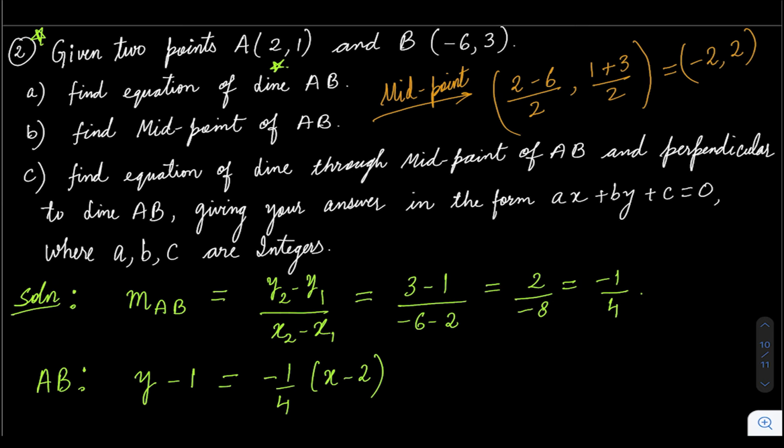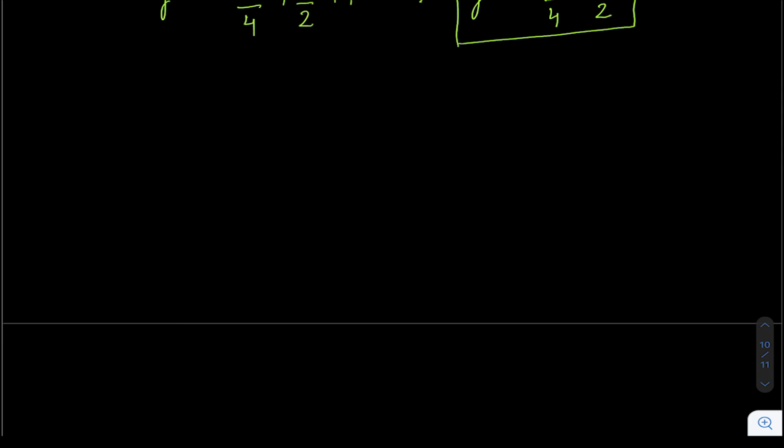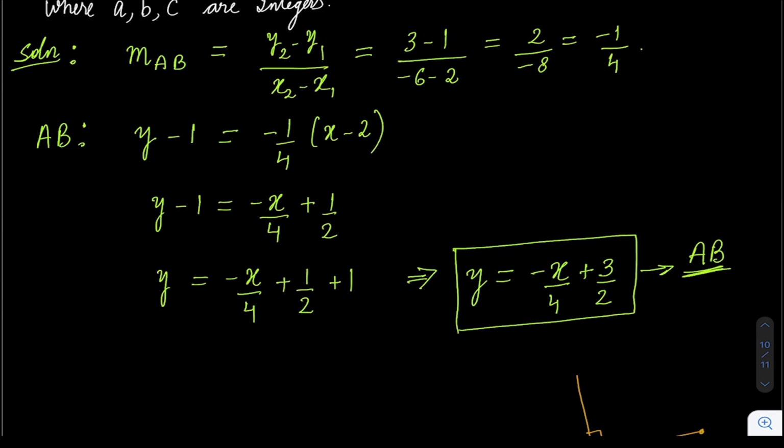Okay, next C part. Now this C part is very important. This is actually a 4 mark or 5 marker. Find the equation of the line passing through the midpoint of AB and perpendicular to line AB, giving your answer in the form ax plus by plus c, where a, b, c are integers. So we need to find a line which is perpendicular to AB and is passing through the midpoint.